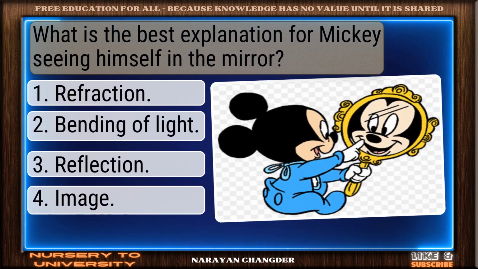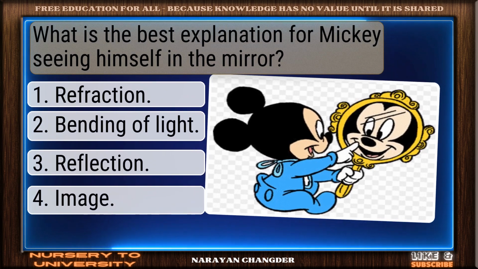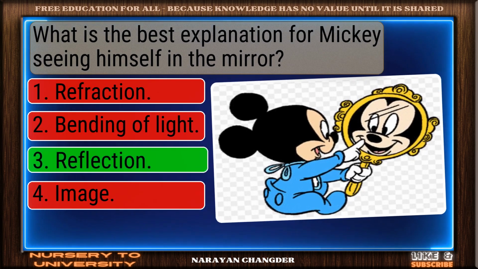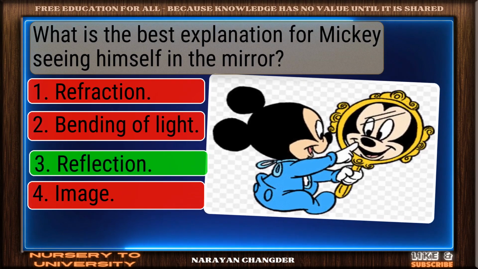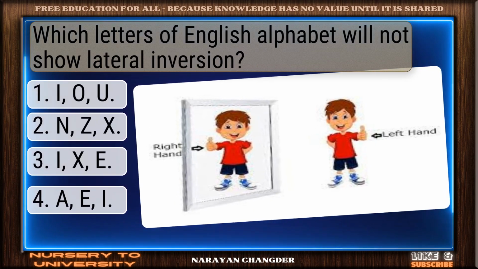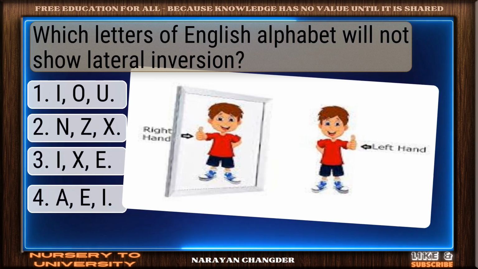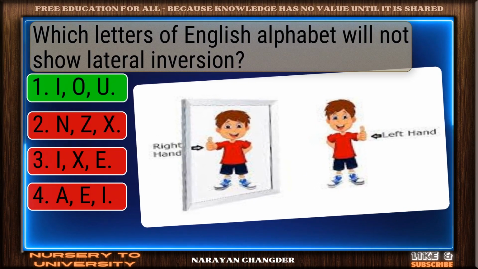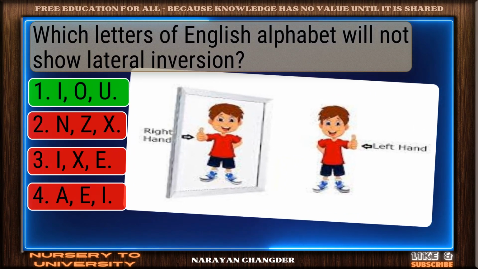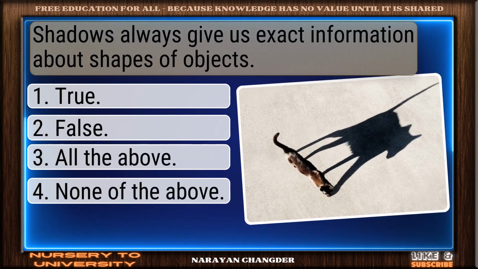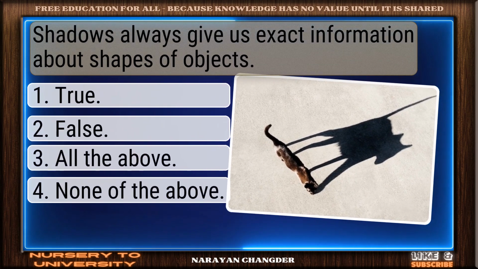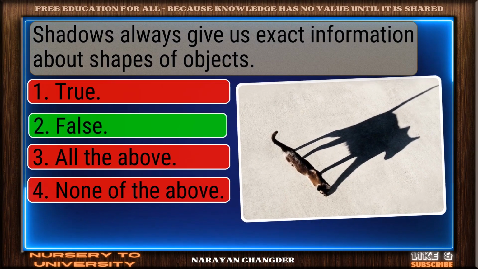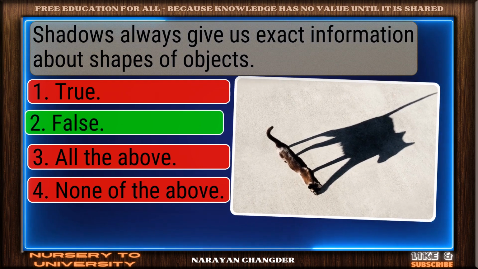What is the best explanation for Mickey seeing himself in the mirror? Smart move. Reflection is an accurate answer. Which letters of the English alphabet will not show lateral inversion? Nice work. You chose I-O and it is correct. Shadows always give us exact information about shapes of objects. Excellent choice. False is the right answer.